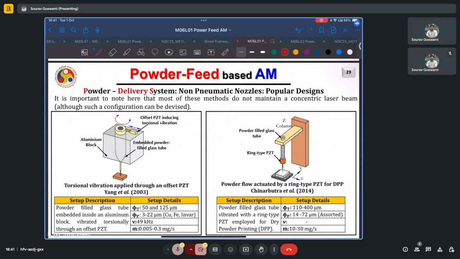However, for the sake of academic interest, a few such systems have been described here. And Professor Kapil also mentioned that most of these methods do not maintain a concentric laser beam, although such a configuration can be devised. So there is ample scope in this field if some of you might be interested to research and develop such technologies further.